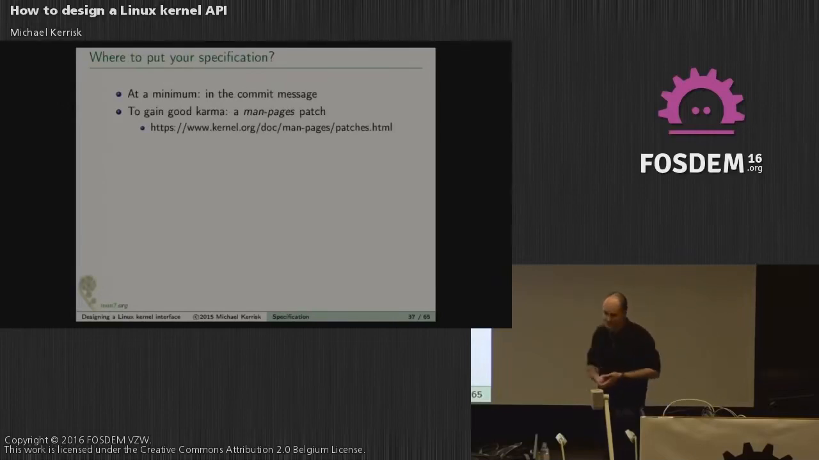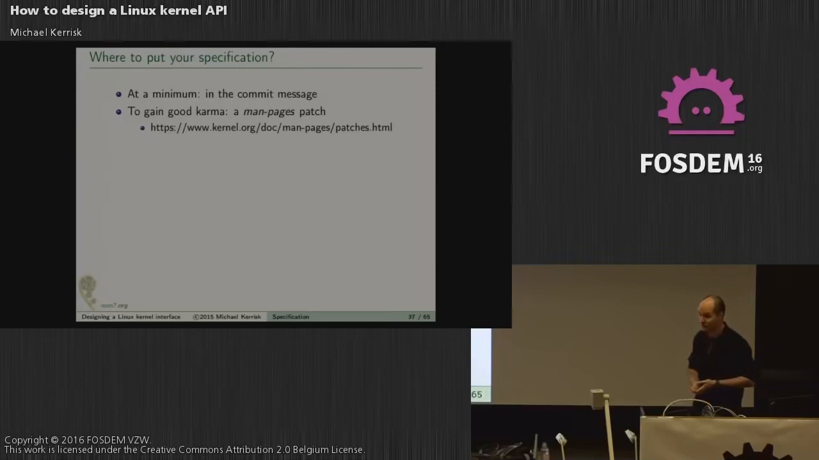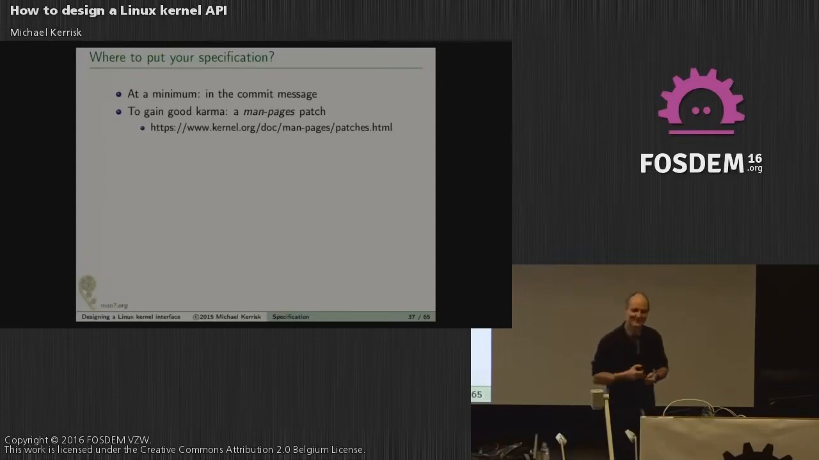So where do you put your specification? Well, a good place to start is the kernel commit message. A lot of kernel commits for new APIs or API changes have no real explanation of the change, not even in the kernel commit message. But some kernel developers do manage to write a good specification in their commit message. Of course, the best place to put these specifications is in something like a man page.